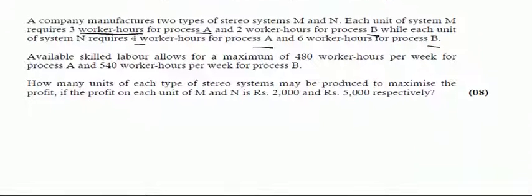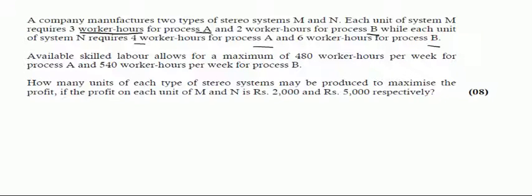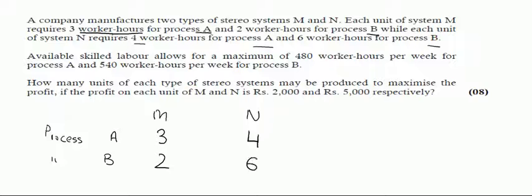So we can actually summarize the first paragraph's information as there are two products M and N, and there are two processes, process A and process B. Reading again, it says each unit of system M requires 3 worker hours for process A and 2 worker hours for process B, while each unit of system N requires 4 worker hours for process A and 6 worker hours for process B. So this is how we can summarize our first paragraph's information.